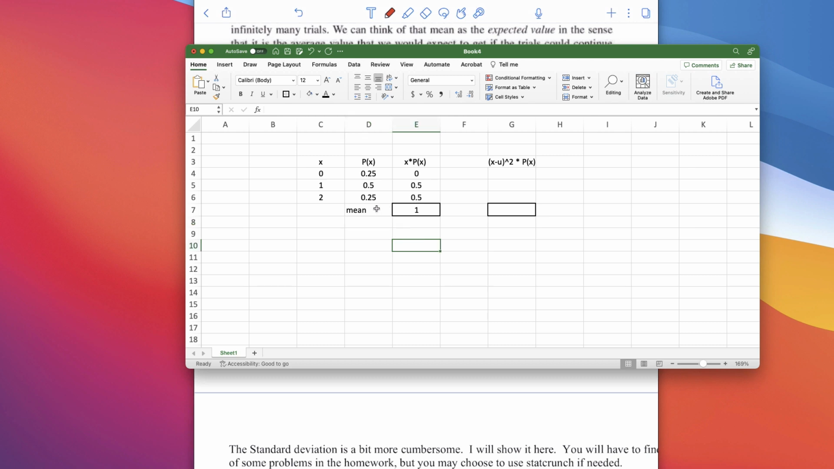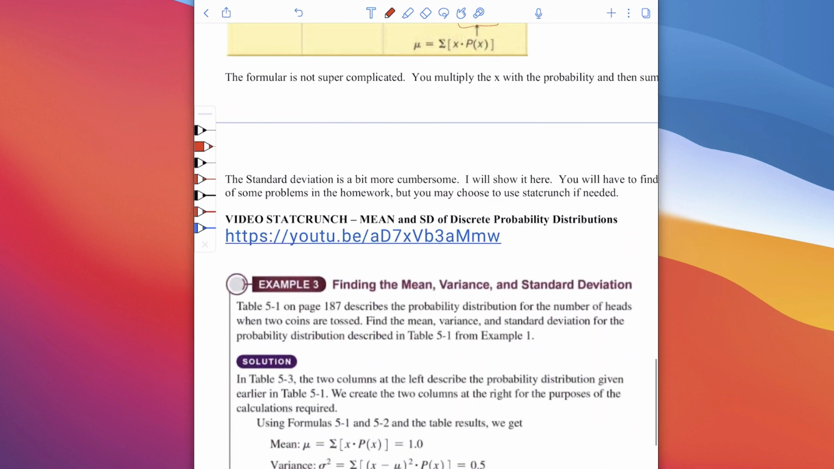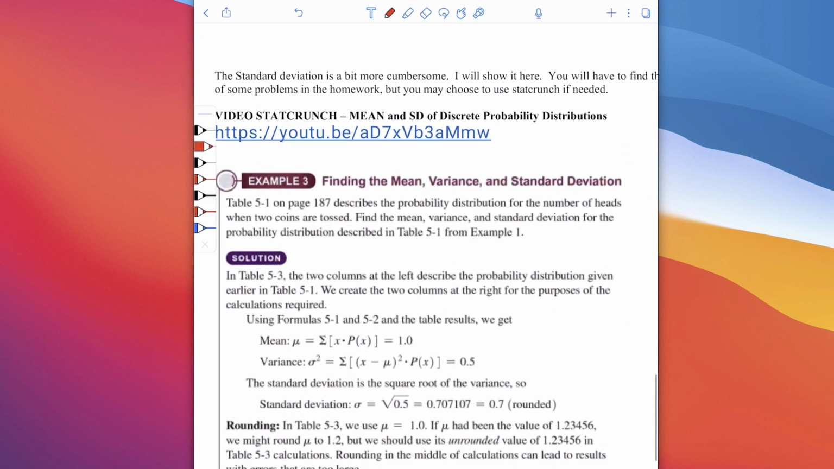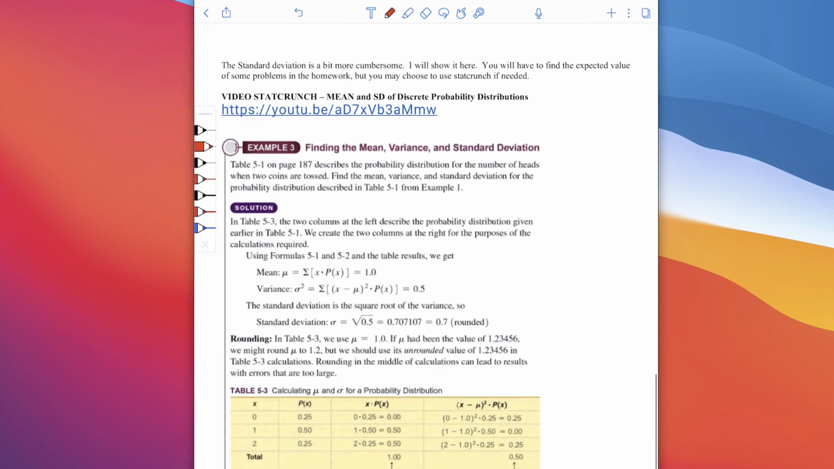Okay. The next one we'll be looking at is the standard deviation. It's a bit more cumbersome, and I'll show it to you here. You'll have to find the expected value like we did, and then you'll have to do a few more things to it. I have a video on how to do this in StatCrunch. So we can just do this quickly in StatCrunch, but I want to explain to you how it comes out.